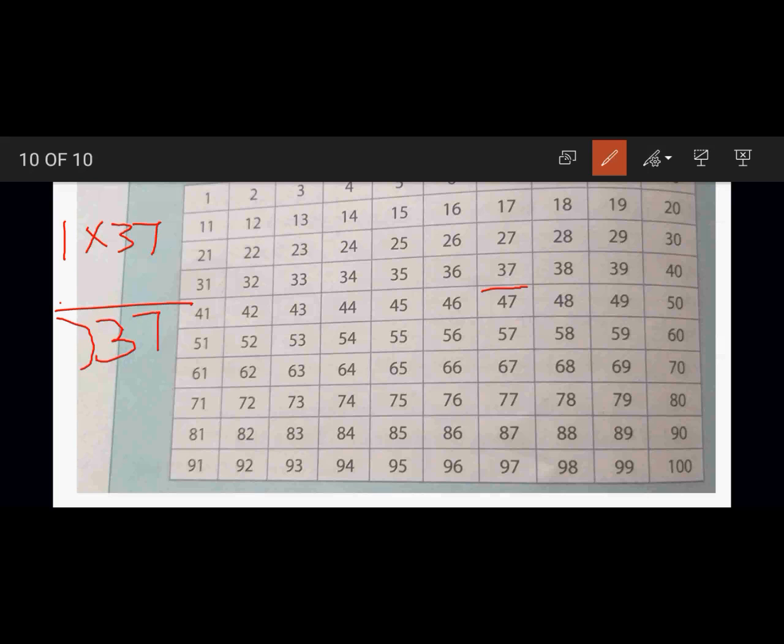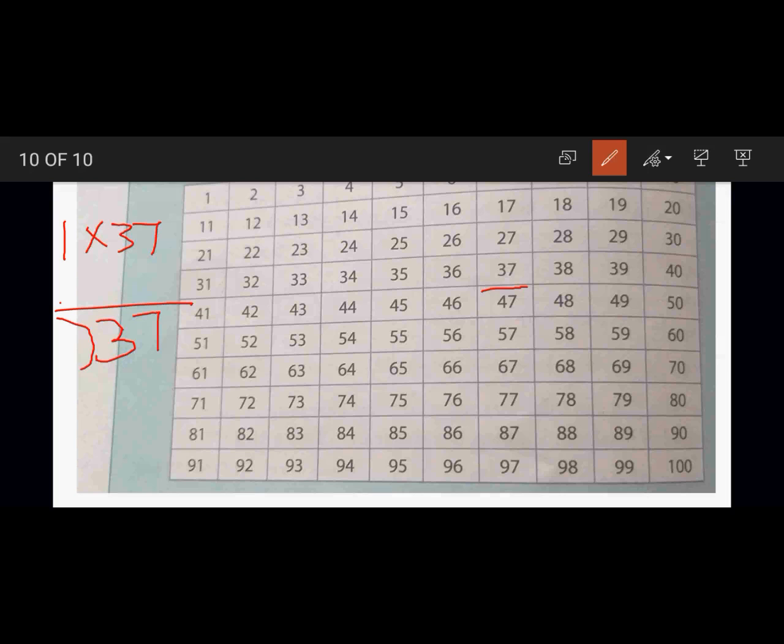Ma'am, odd number. Excellent. It is an odd number. So we cannot divide this number by 2. Now let us take the condition of 3. Ma'am, to find which is divisible by 3, we must add the 2 numbers 3 and 7. Very good. And we get 10. 10 is not divisible by 3. So the whole number is not divisible.